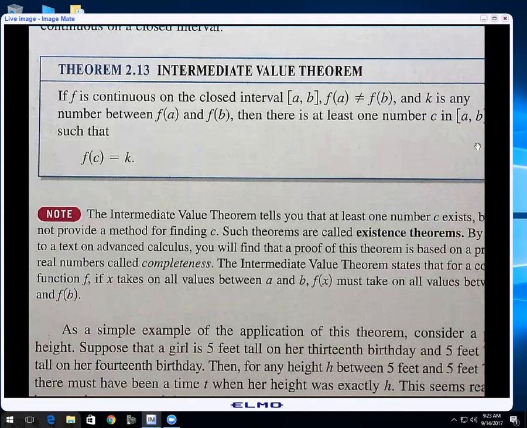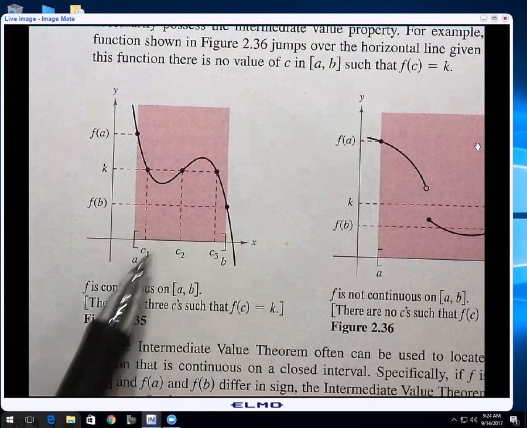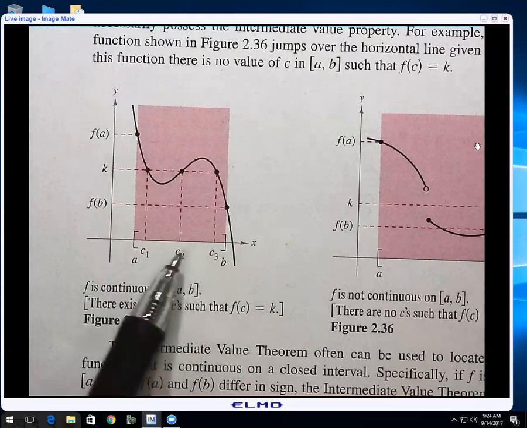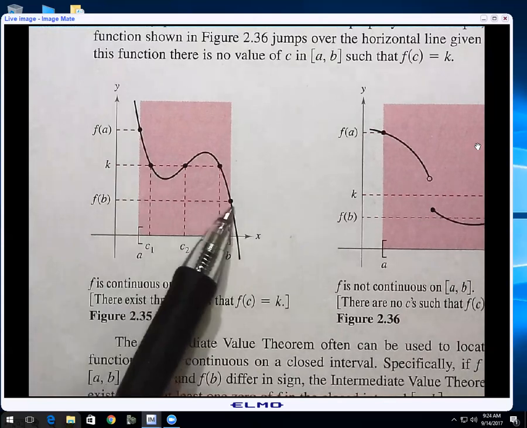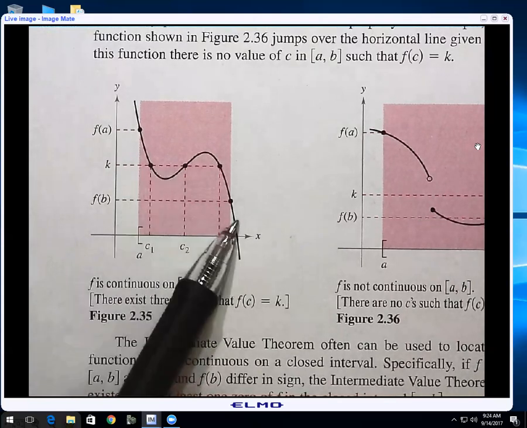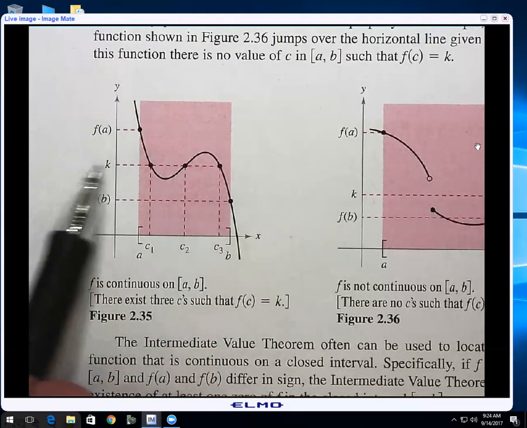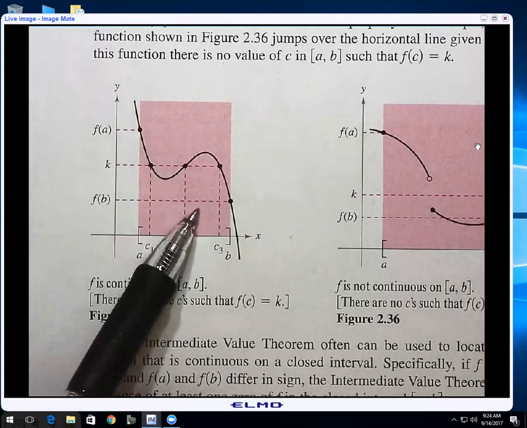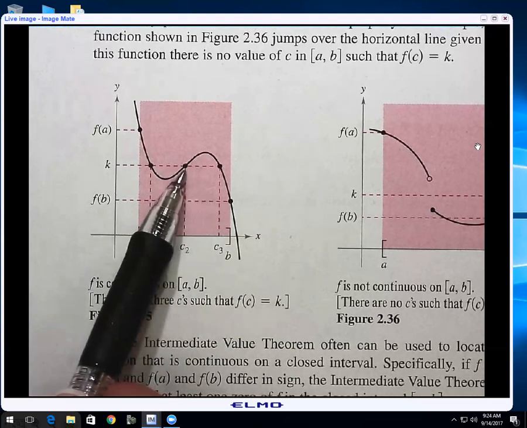You got that? Want to see a picture of it? A picture of it would make it make a lot more sense. Look down at the bottom of the page. Here's an open interval from A to B, such that f of A is not the same as f of B. Those two y values are not the same. If there's some value k somewhere in between f of A and f of B, and if this is a continuous function, then there's going to be a point where the function attains that value.